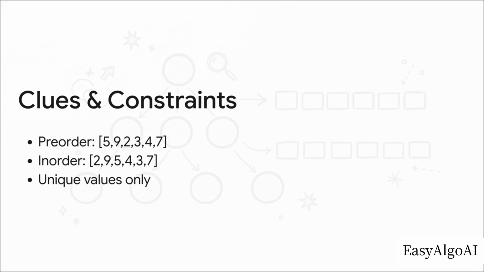Here are the exact inputs we're working with, along with one absolutely crucial constraint. Every single value in our tree is completely unique. This uniqueness is huge because it guarantees that when we search for a specific value, we won't run into any duplicates or ambiguity. It's a lifesaver.